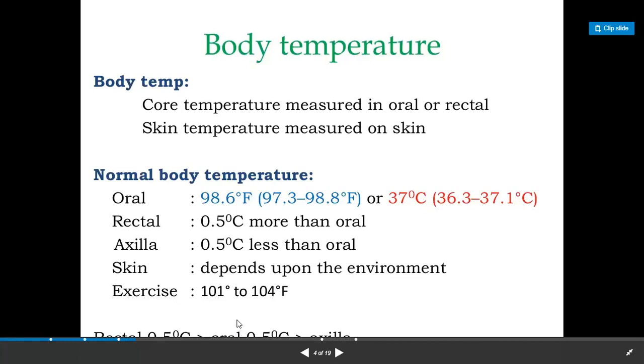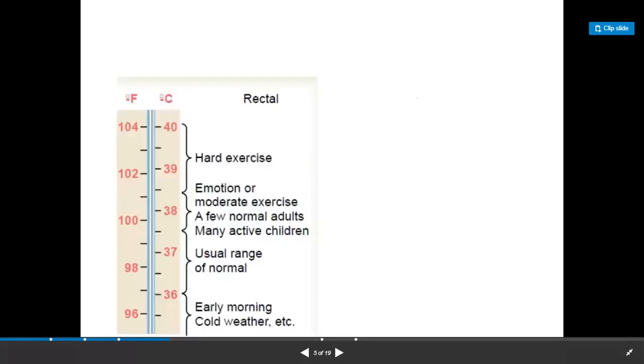Now, we already said that the rectal temperature is 0.5 degrees greater than the oral temperature, and the oral temperature is 0.5 degrees greater than that of the axilla also. Okay, good. Let's move to the next slide.